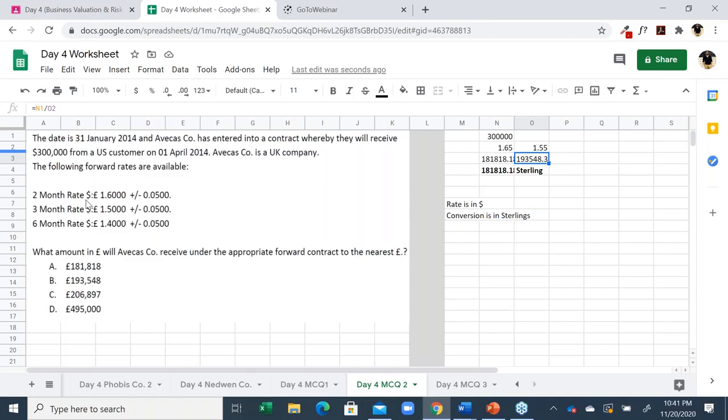Which amount is the bank going to pay us, the higher or the lower one? The lower one, obviously, 181,818. So we should not use this rate. Why should we be using this rate? The bank is not going to pay us this amount. So it should be 1.65, and that's what we are going to receive.